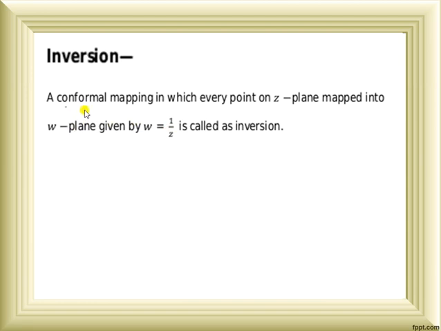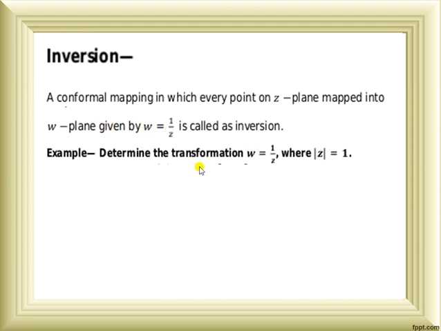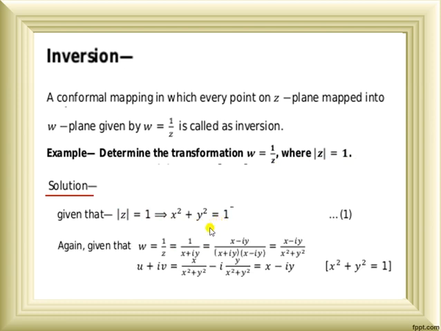Inversion. In this conformal mapping, every point on the Z plane is mapped into the W plane by the transformation W is equal to 1 by Z, which is called an inversion. So look at the first example. Determine the transformation W is equal to 1 by Z where modulus of Z equal to 1 is the given figure in the Z plane. After expanding this I will get x square plus y square is equal to 1. Now the given transformation is W is equal to 1 by Z. Z expansion is x plus iy.